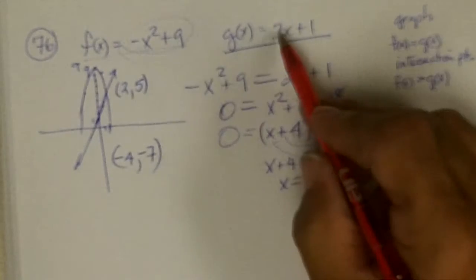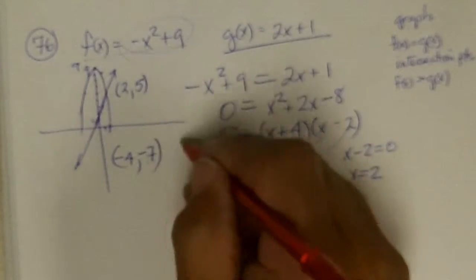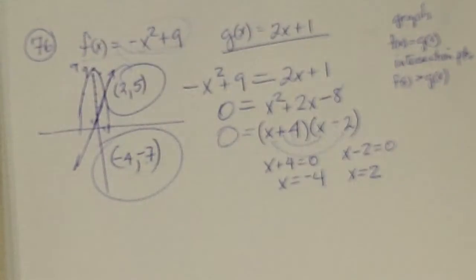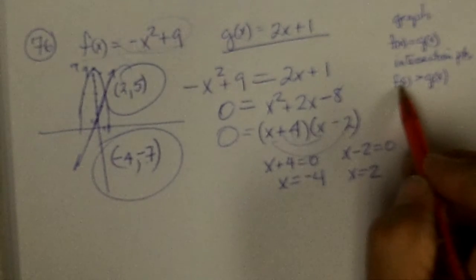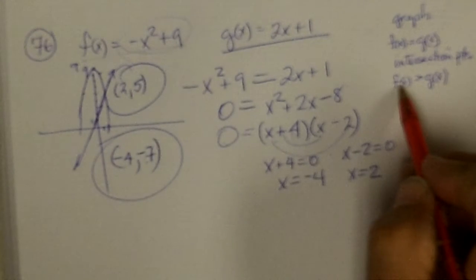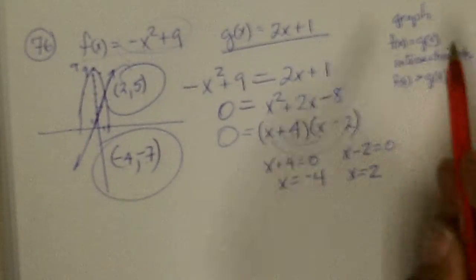Let's try it over here. 2 times negative 4 is negative 8 plus 1 is minus 7. So there's my intersection points. And then finally I'm supposed to shade where f of x, that's the parabola, is greater than g of x.